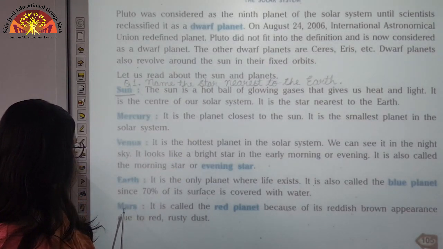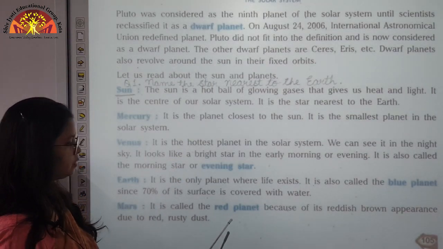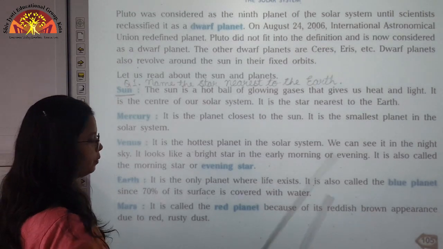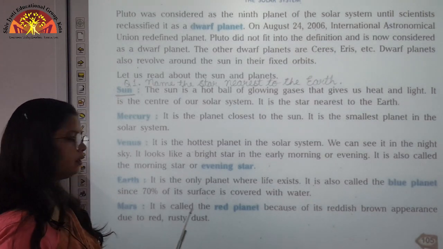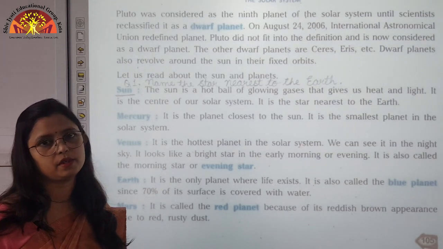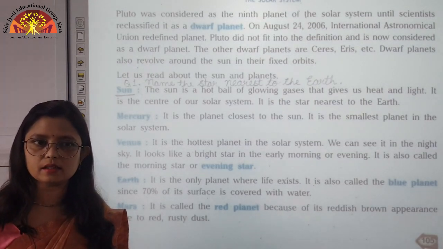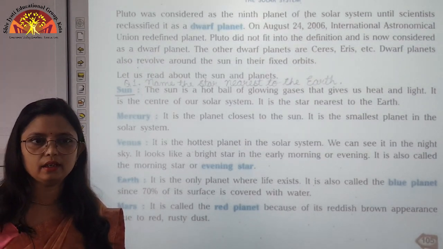Now we come to the next, that is Mars. It is called the red planet because of its reddish brown appearance due to red rusty dust. Now on planet Mars there is the presence of red colored rusty dust due to which it appears red in color.